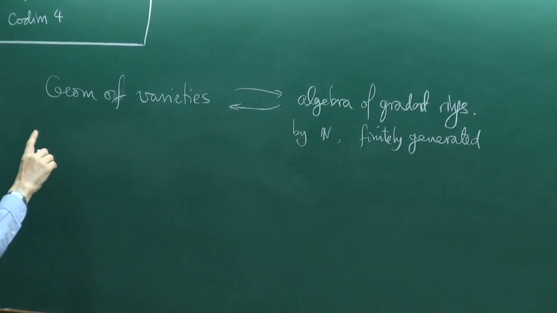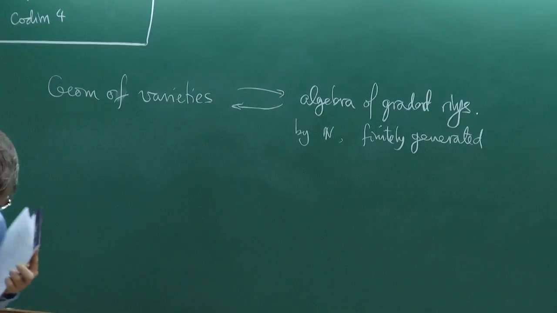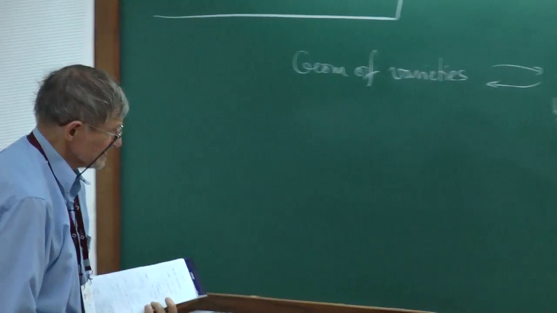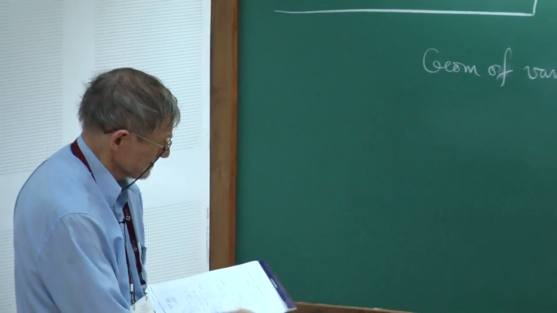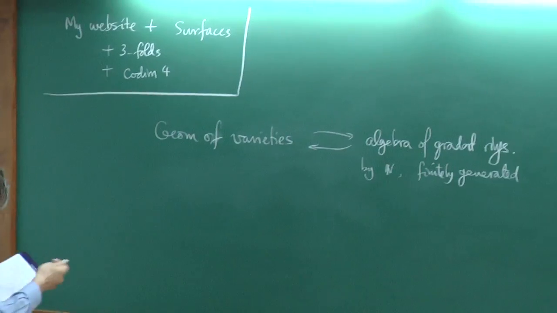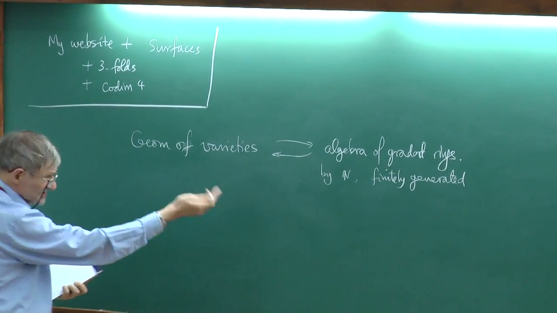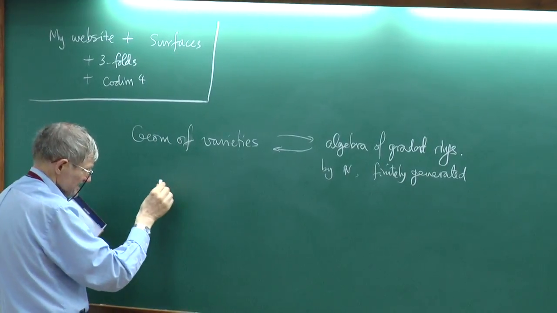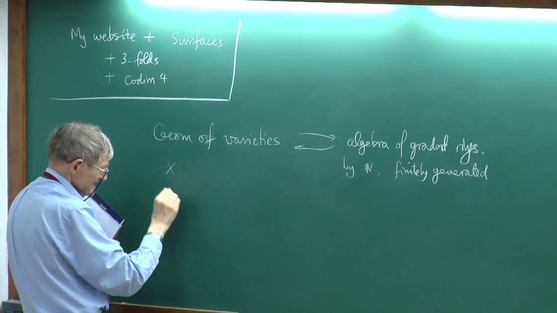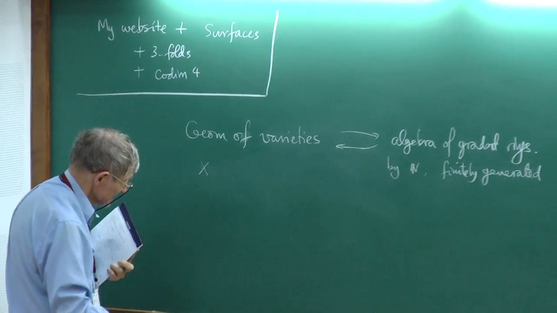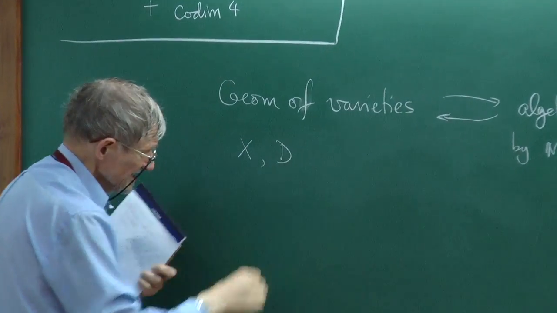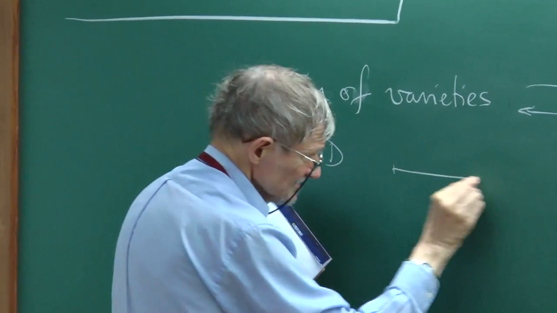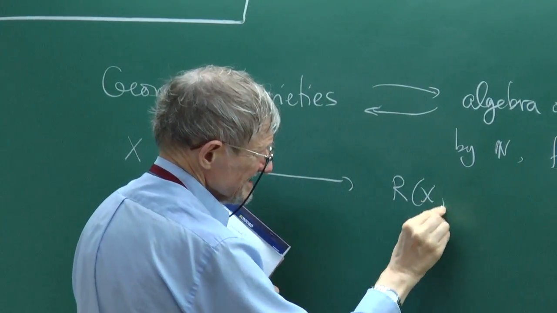There are ways between these two worlds, certainly not bijective or isomorphisms of categories or anything, but nevertheless very useful: given a variety, to construct a ring, and given a graded ring, to construct a variety. So if X is a projective variety and D is a suitable divisor, I can go to the ring R(X, D).